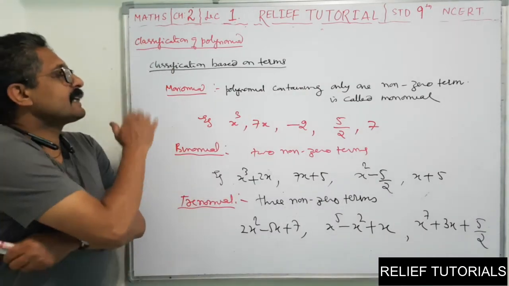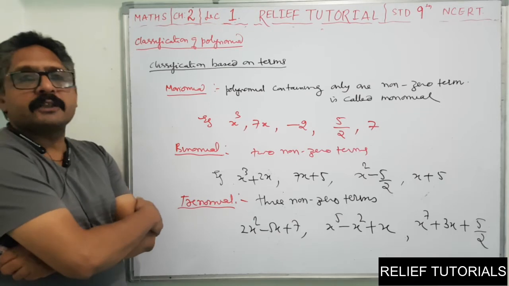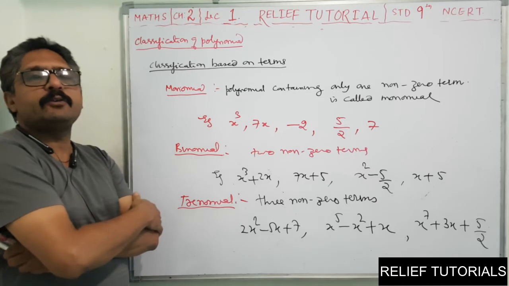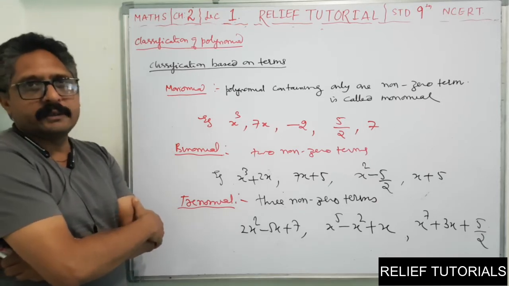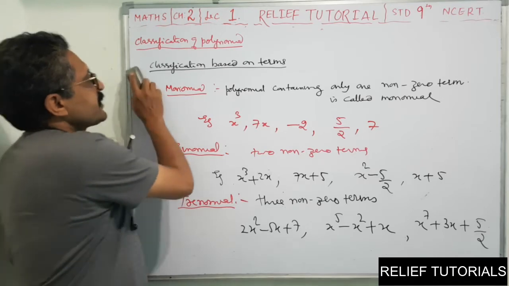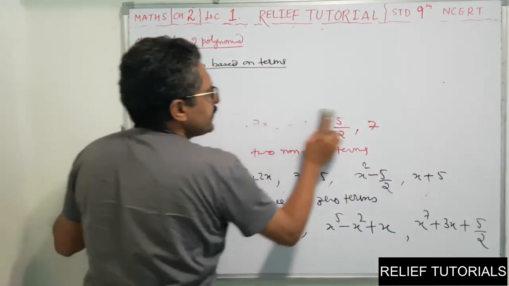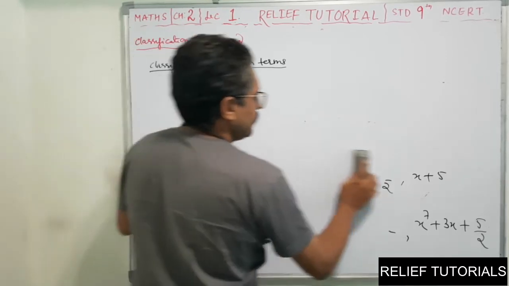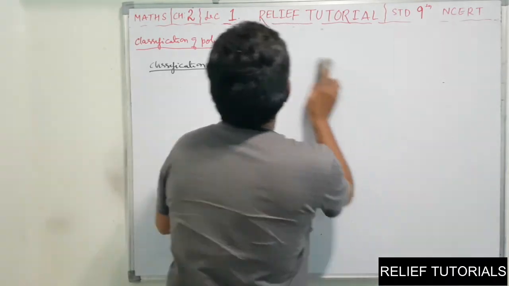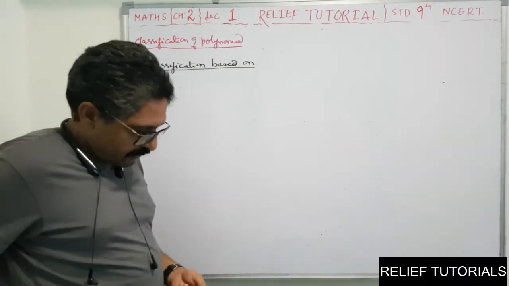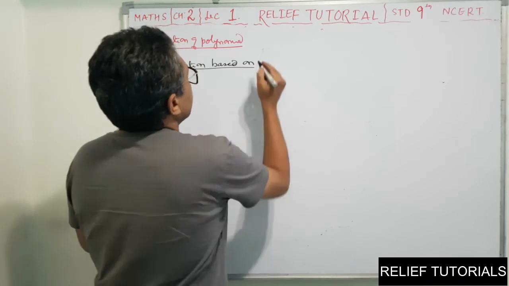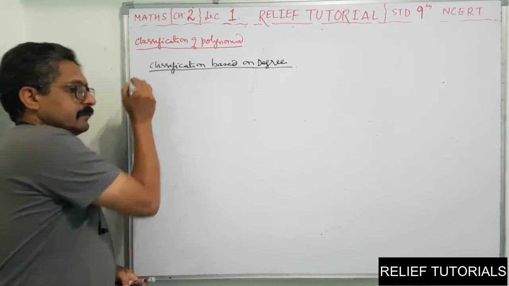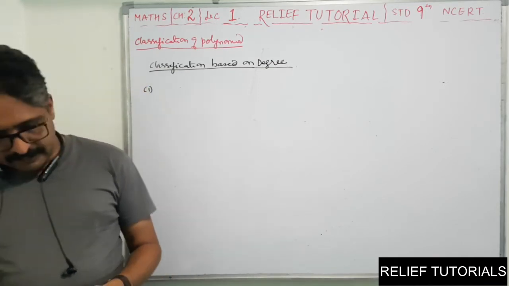So in short, this is the classification of polynomials based on the number of terms. A polynomial containing only one term is called monomial, two terms is called binomial, and three terms is called trinomial. Now we'll see one more classification: classification based on degree. So now we are going to talk about classification based on degree.